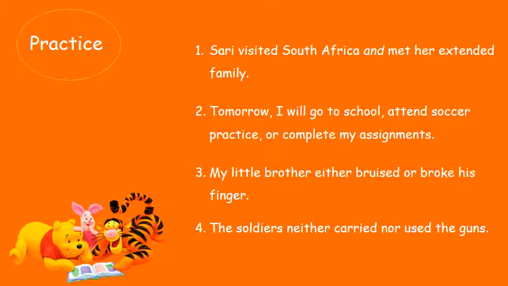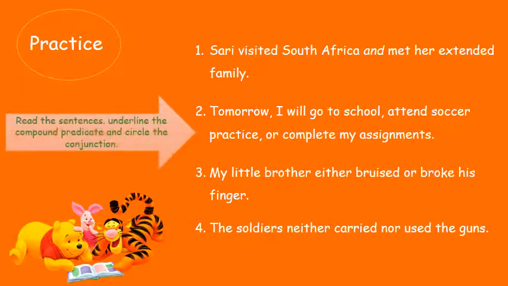Okay, guys, it's now time to practice in order to understand the compound predicates better. What must we do here? Read the sentences, underline the compound predicate, and circle the conjunction. Sentence number one. Sari visited South Africa and met her extended family. I want to underline the compound predicate, the whole predicate in this sentence. Visited South Africa and met her extended family.